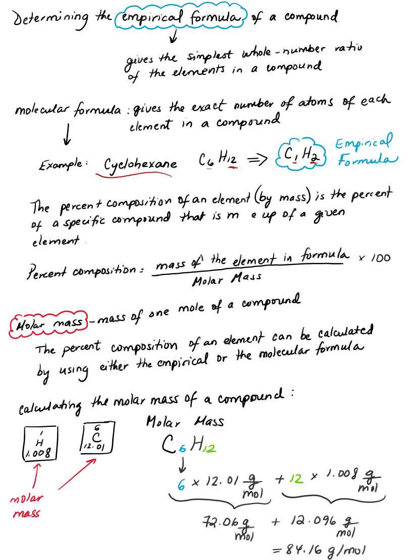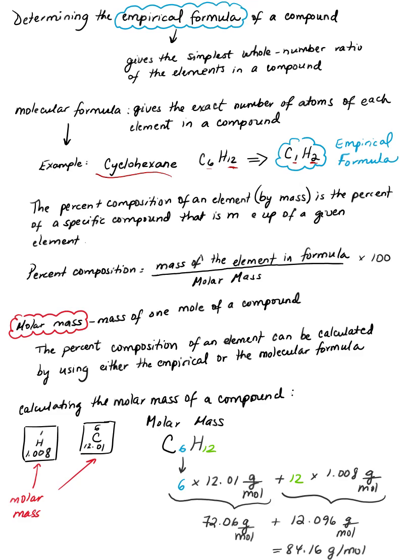So the empirical formula is telling you, in this case, for every carbon that you have in cyclohexane, there are 2 hydrogen atoms. So that's the information that the empirical formula is giving you. Now, there are compounds where the molecular formula and the empirical formula are exactly the same. For example, water. Water, the formula is H2O. So you have 2 hydrogens, 1 oxygen, and 2 and 1 cannot be simplified any further.